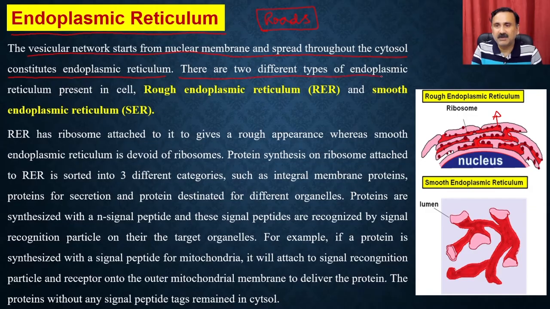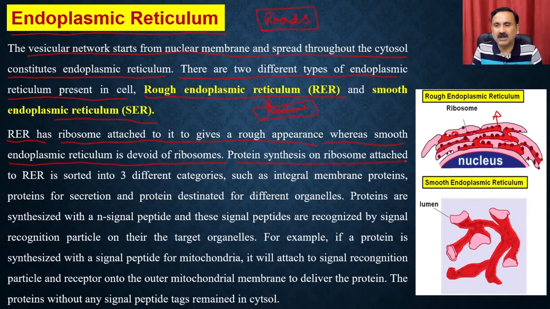There are two different types of endoplasmic reticulum which are present in the cell. You have the rough endoplasmic reticulum, which has the protein machinery attached to it, which is ribosomes. So you have the rough endoplasmic reticulum and the smooth endoplasmic reticulum. Rough endoplasmic reticulum has the ribosomes attached to it, so because of these ribosomes, it gives a rough appearance, whereas the smooth endoplasmic reticulum is devoid of the ribosomes.